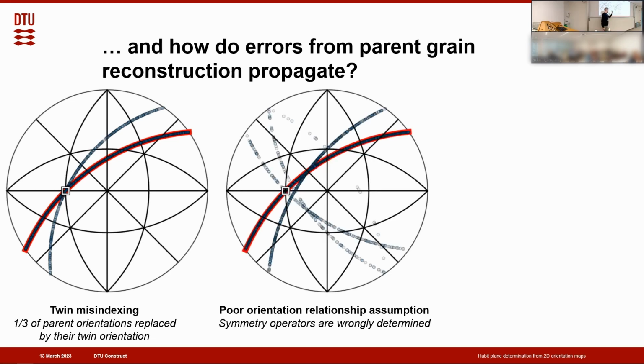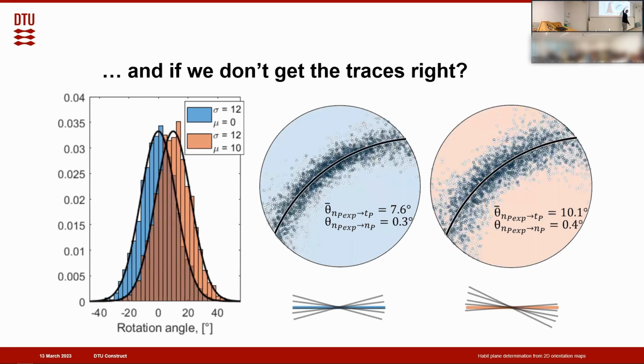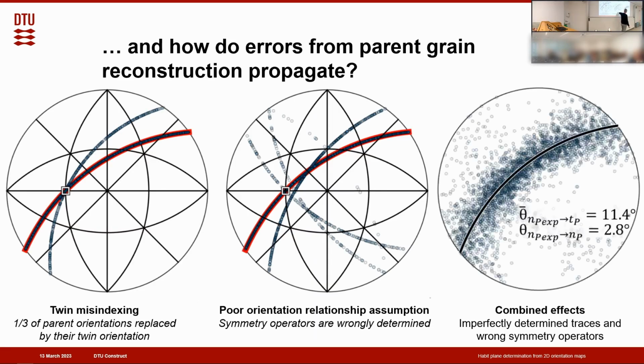What if we, for example, look at an orientation relationship which is not very representative of our microstructure? Then we also have problems with misindexation. We get several different solutions for the habit plane as well. But still, the last example here is a combination of this distribution and this kind of poor orientation relationship. Still, if we fit things, we're only off by 2.8 degrees. So it seems to be quite robust, but all in all, a good parent grain reconstruction is quite important to make this a solid procedure.